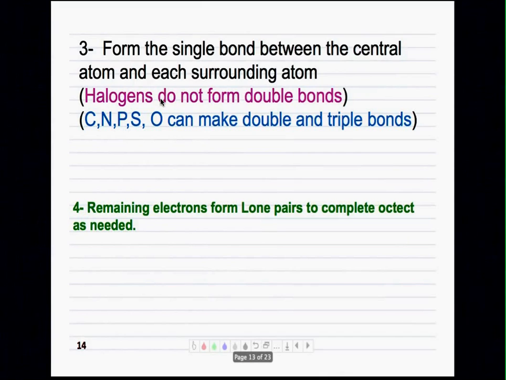And this is a statement of what I did before: form a single bond between the central atom and each surrounding atom. Then after that, if you need more electrons for the central atom, just borrow them from the terminal atoms.